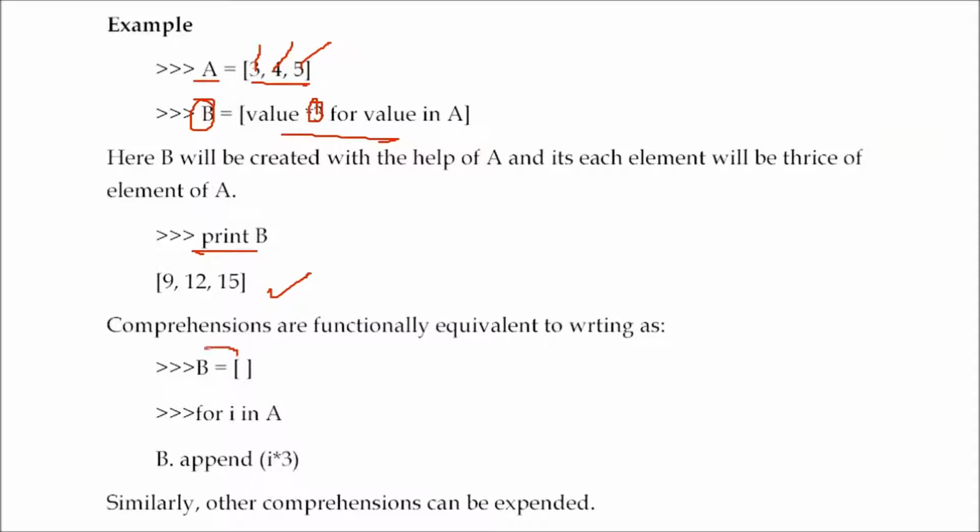Now comprehensions are actually functionally equivalent to writing like this. You create B, a list which is empty. Now you write for i in A. So for all the elements in A, 3, 4, 5, first it will take 3, then 4, then 5, and B dot append, because this is an empty list, so you have to append.